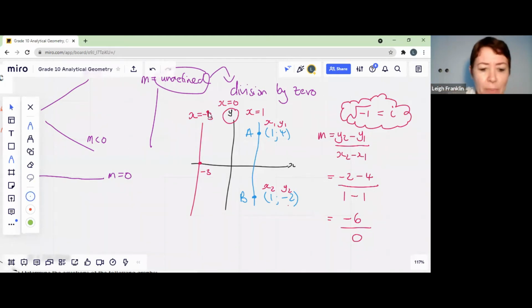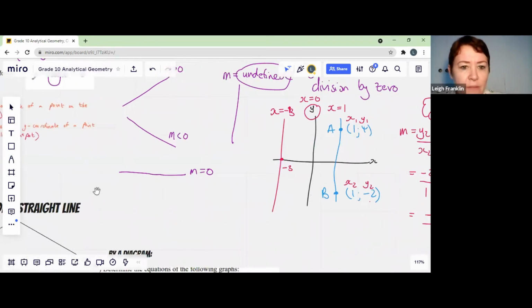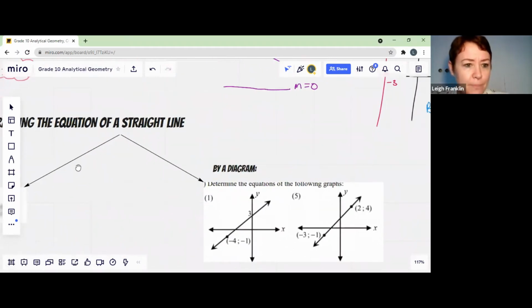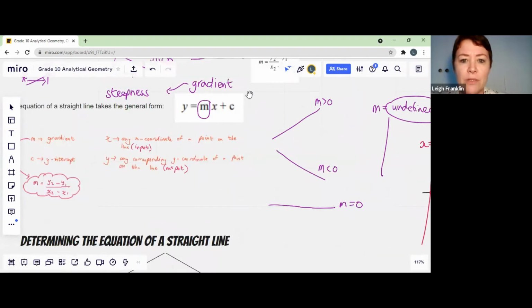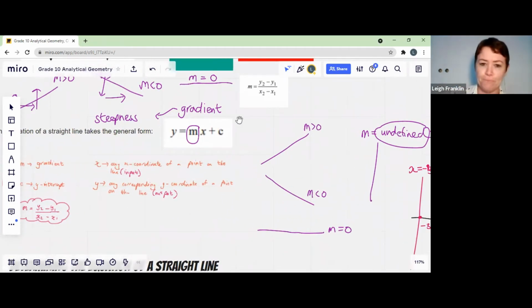All right, anyway, sorry, I digressed. Let me move back and carry on with what we were talking about. We were talking about finding the equation of a straight line, and we were talking about gradient being a measure of steepness.